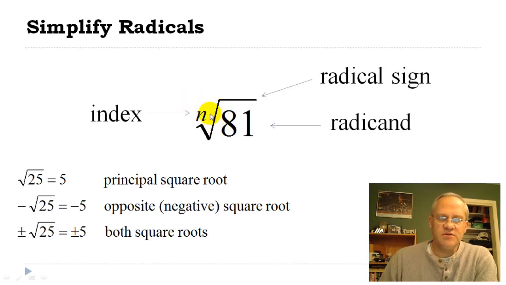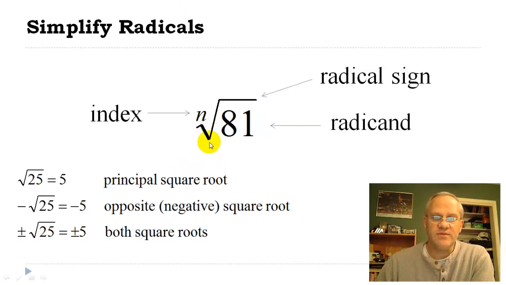First of all, the little number up here, that's called the index. It's good to know that. The index is where, if there's nothing there, it counts as a 2. That's the square root. Most of the time, when we have an x with nothing written in front of it, it counts as a 1. Well, in this case, if we have a square root and there's nothing written for the index, it counts as a 2. So it's a little bit different there.